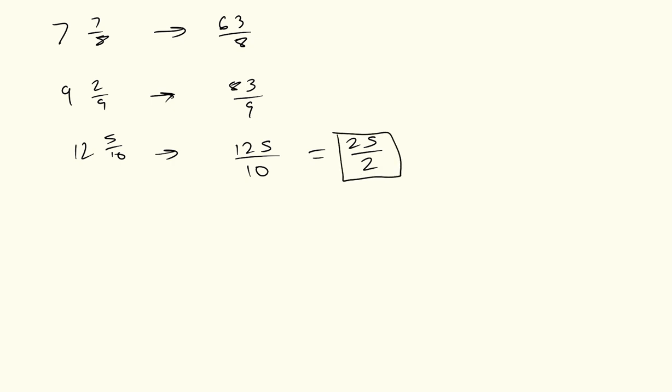So as you can see, anytime you have a mixed number, if you multiply the denominator by the whole number and add the numerator, and then put it all over the denominator, you will convert it to an improper fraction.